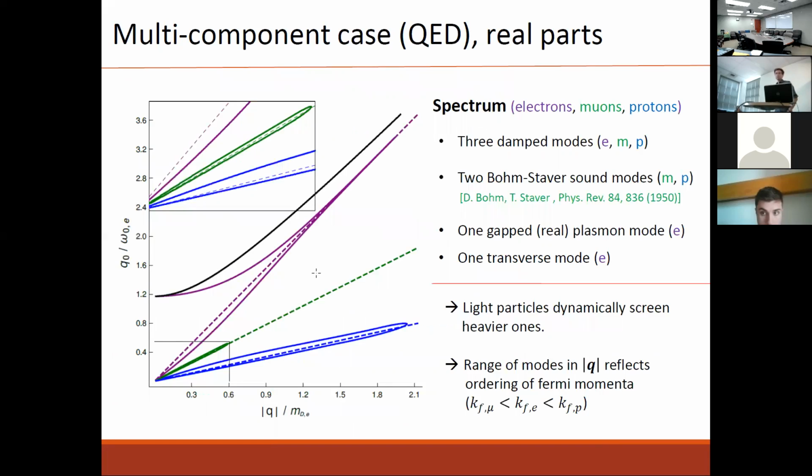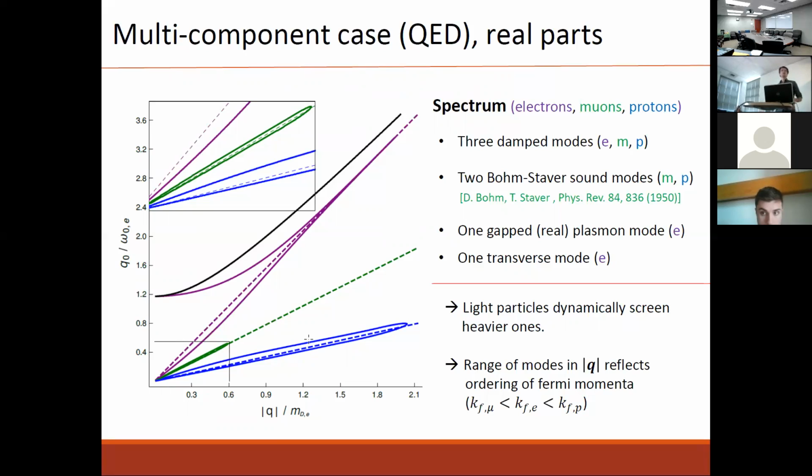So what happened to the excitation spectrum now? You can see that now you can trigger a separate response of all these particle species. You get a response of protons, that's the blue lines down here. You get a separate response of muons, which is the green one. And you get a separate response of electrons, the purple lines. The thick black line on top of all of this is the transverse mode.